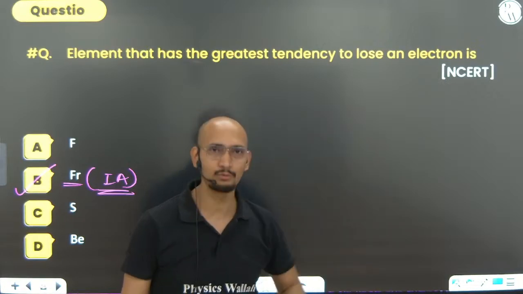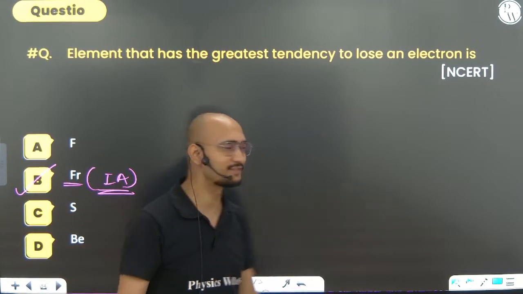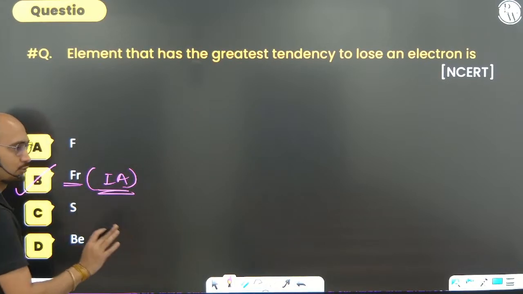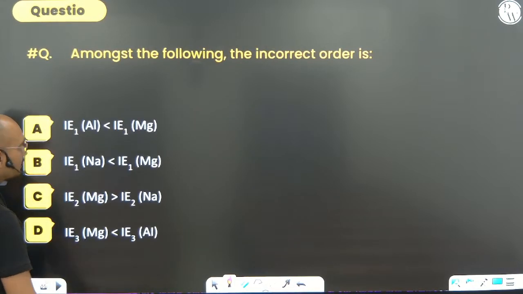That too, as we go from top to down, it even decreases. So in such a case, what can we say? That francium is going to be, yes, the correct option.